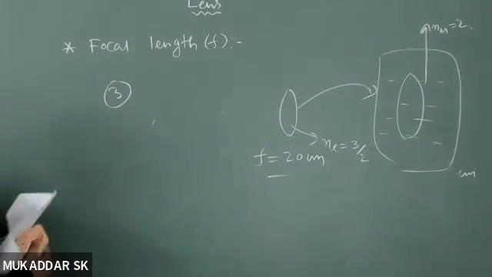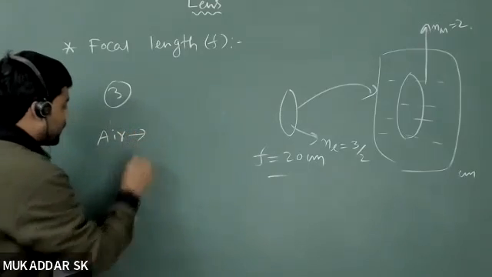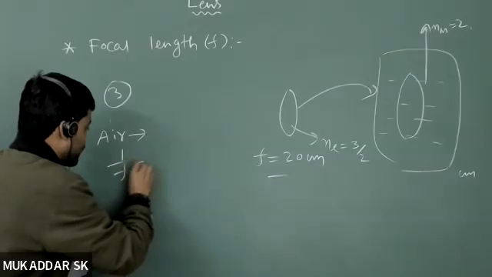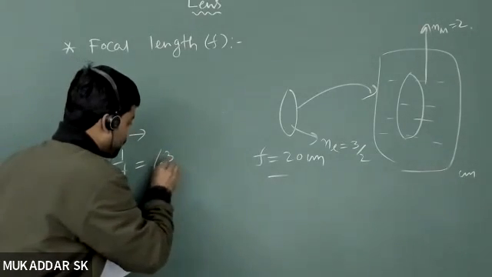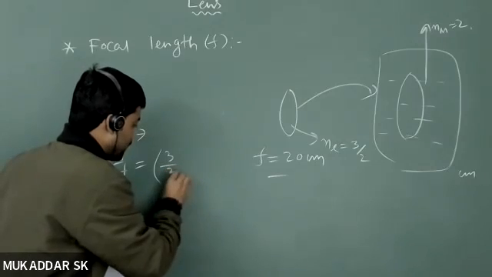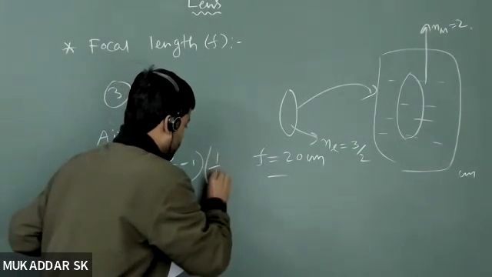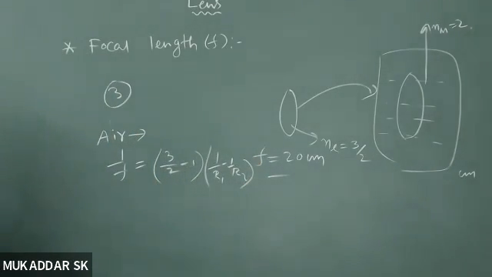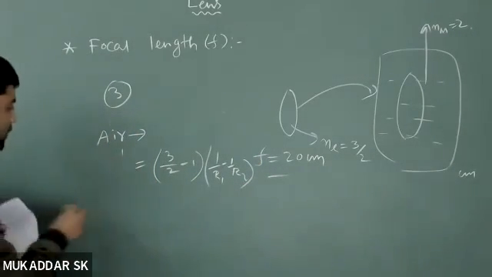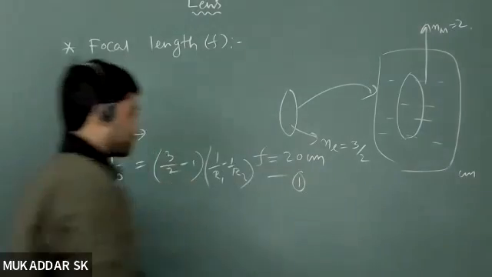Okay, how will we calculate? First of all, when it is in air, 1/f, what can I write? 1/f will be nothing but (3/2 NL by NM minus 1) times (1/R1 minus 1/R2). NM for air is 1, and they have given that the focal length in air is 1/20. Let us assume this is equation number 1.